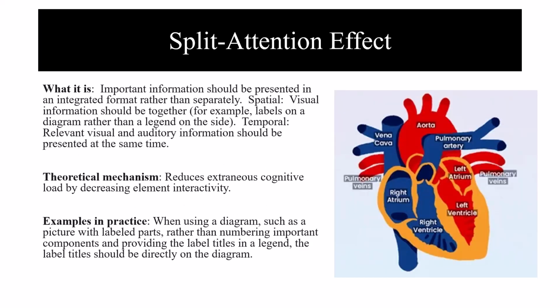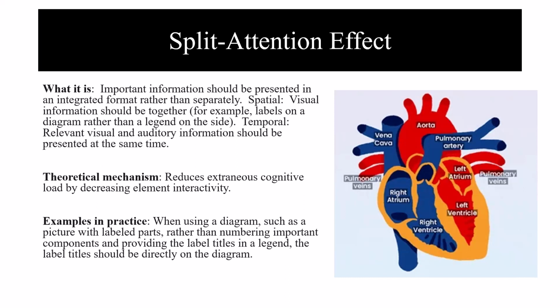Another item is split attention effect. What is it? Important information should be presented in an integrated format rather than separately. Spatial visual information should be together. For an example, labels on a diagram rather than legends on the side. Temporal, which is relevant visual and auditory information, should be presented at the same time.